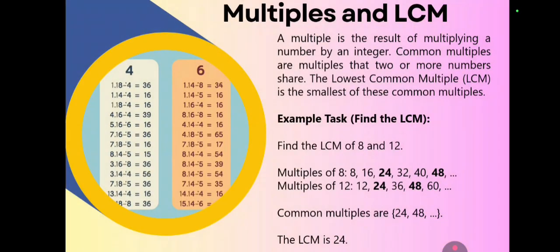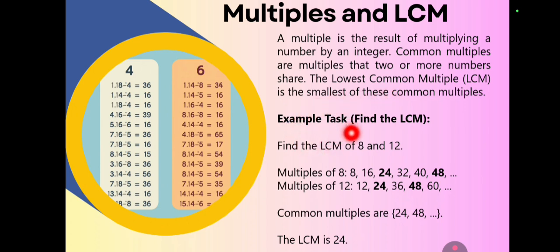So now we have multiples and LCM. A multiple is the result of multiplying a number by an integer. Common multiples are multiples that 2 or more numbers share. The lowest common multiple is the smallest of these common multiples.